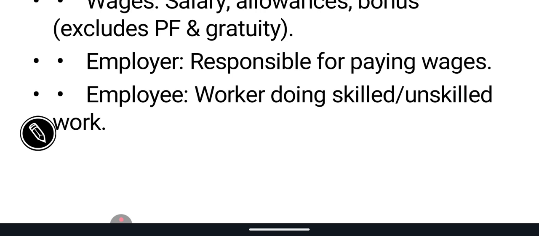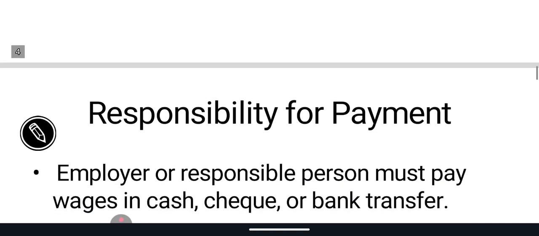So employers are responsible for wages. Who are employers? The manager, the HR, the director, the GM, the CEO of the company are responsible for paying the wages. Employee: work doing skilled or unskilled. An employee could be a worker doing skilled or unskilled work, it doesn't matter.